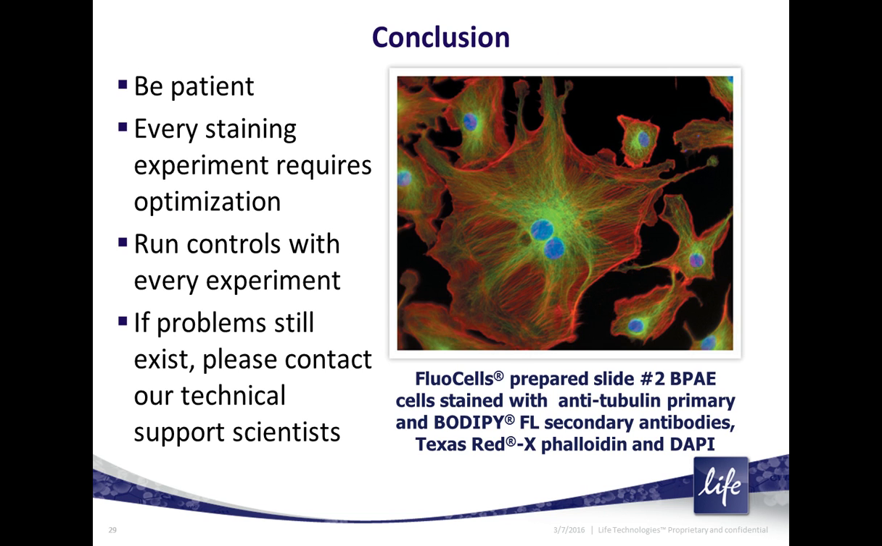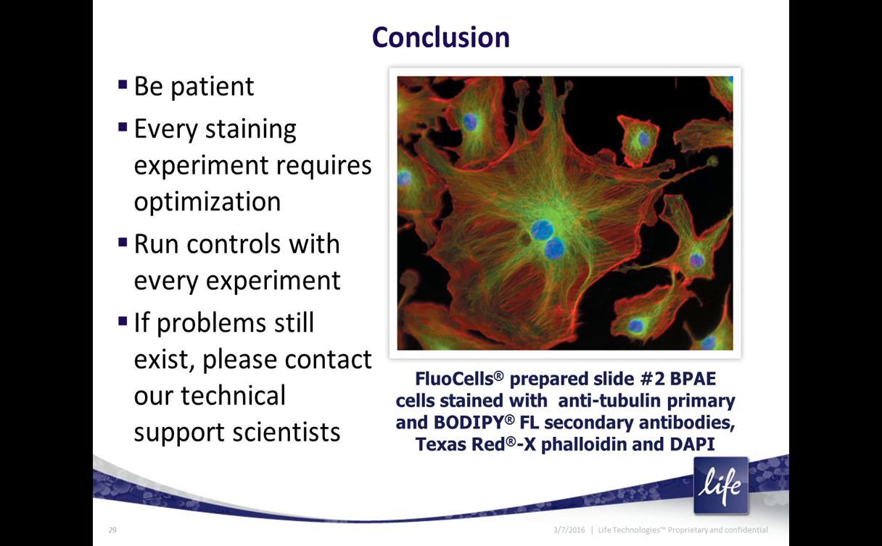So first off, let me just say that not every protocol is the same. You have to optimize your experiment. You have to optimize your fixation technique, the concentration of your primary and secondary, and the label time. Maybe try a couple different antigen retrieval methods if needed, or blocking solutions. So before you try a new primary, you want to try some of those controls first, find out what's best.